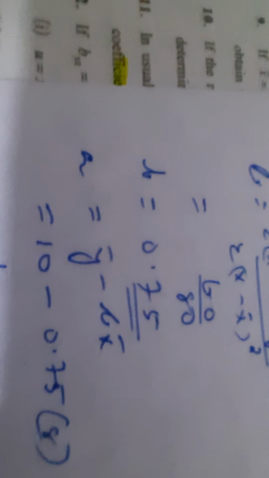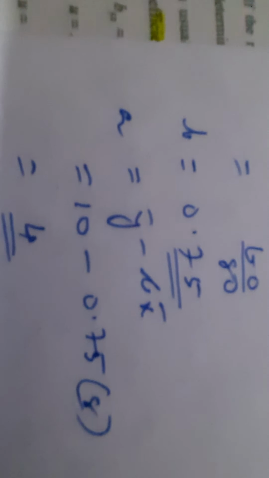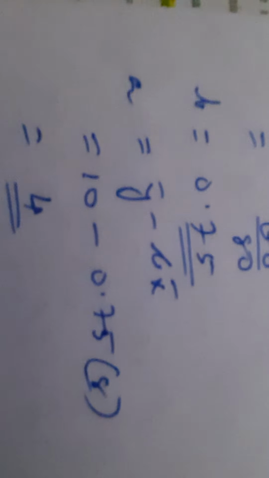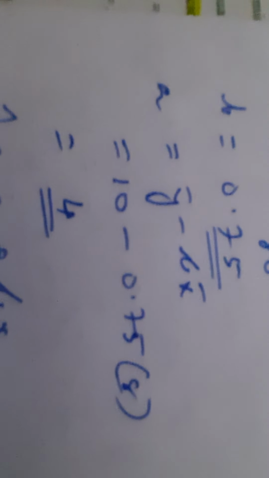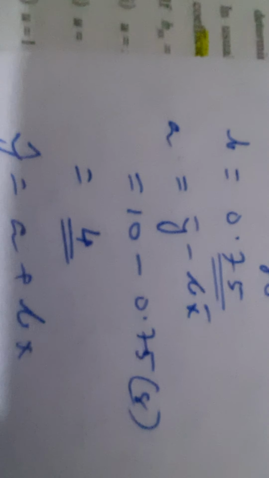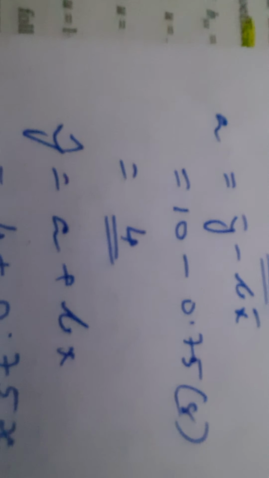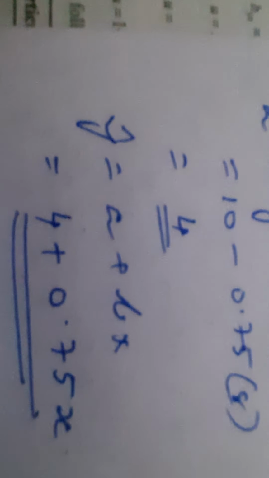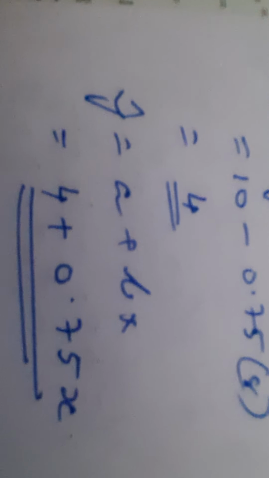Now a is equal to y bar minus b x bar. The a is to be found out by using this equation. y bar is 10, b is 0.75, and x bar is 8. So when you write those values in the equation, you get 4 as a. So b and a we got. Now y cap, we can write the regression line of y on x is equal to a plus bx. That is 4 plus 0.75x. That is the final answer.